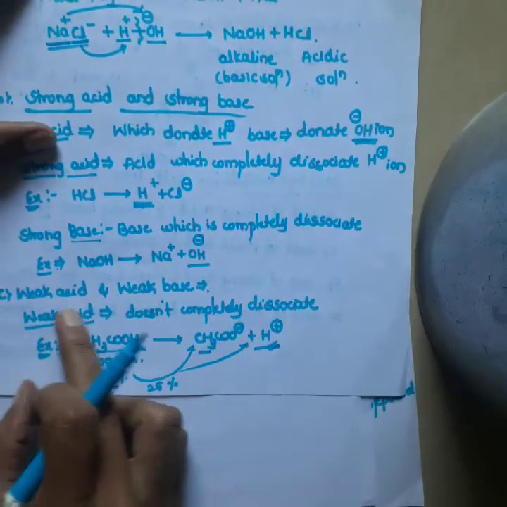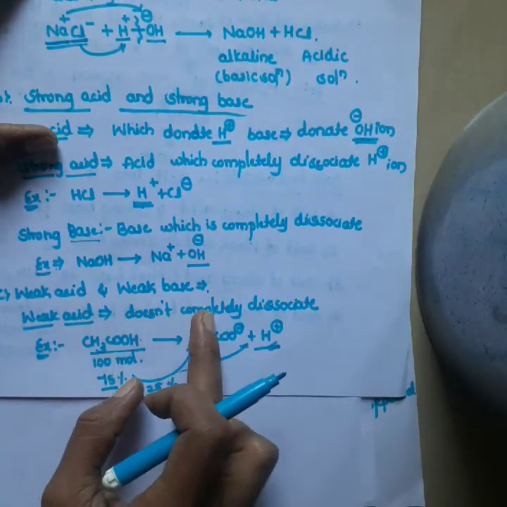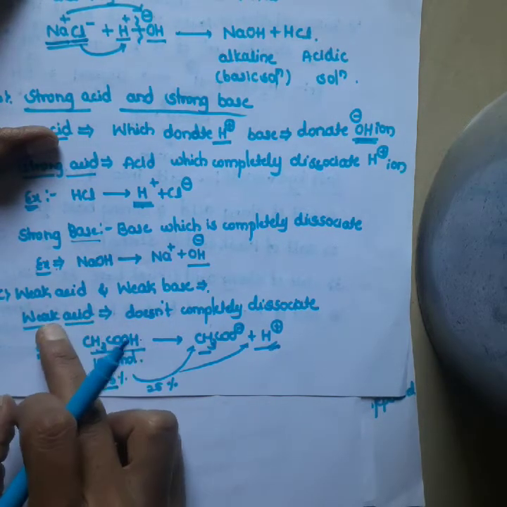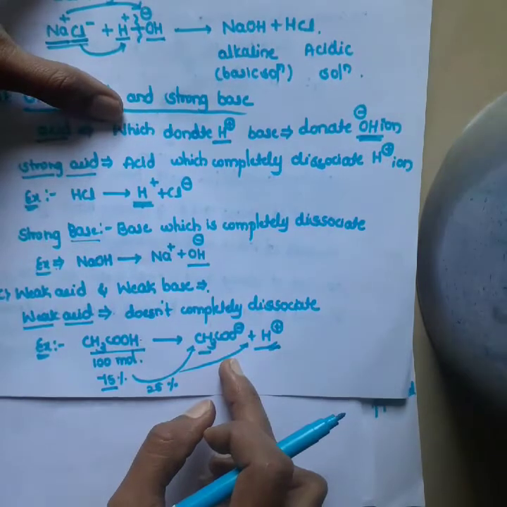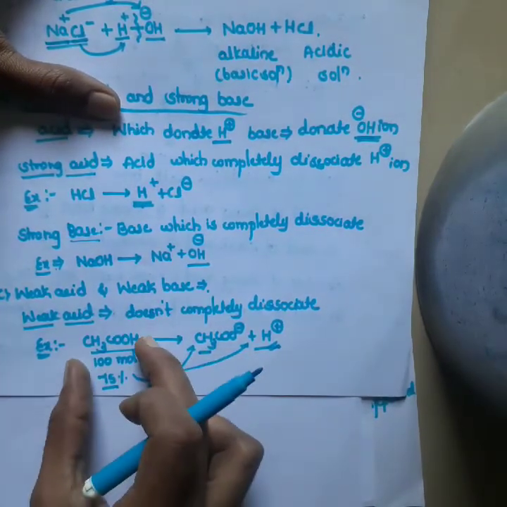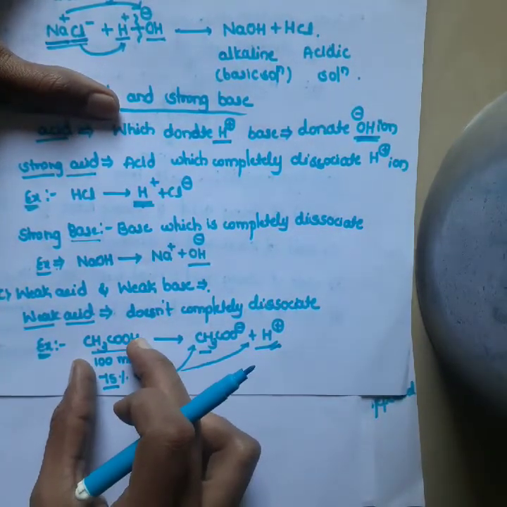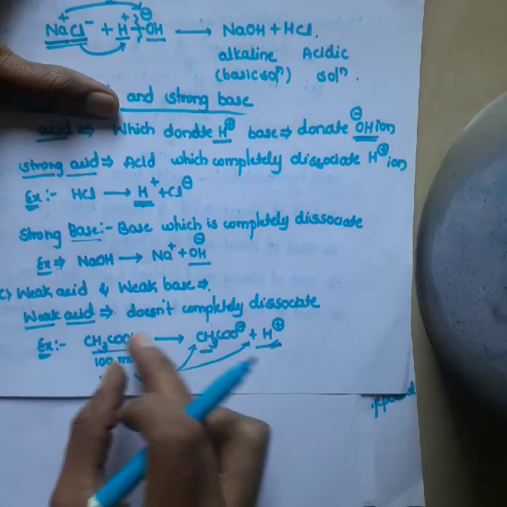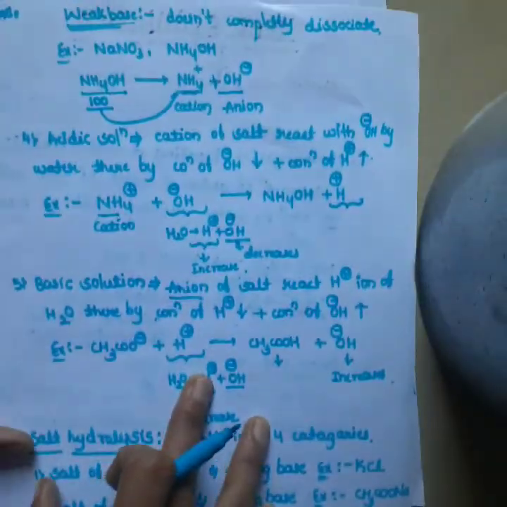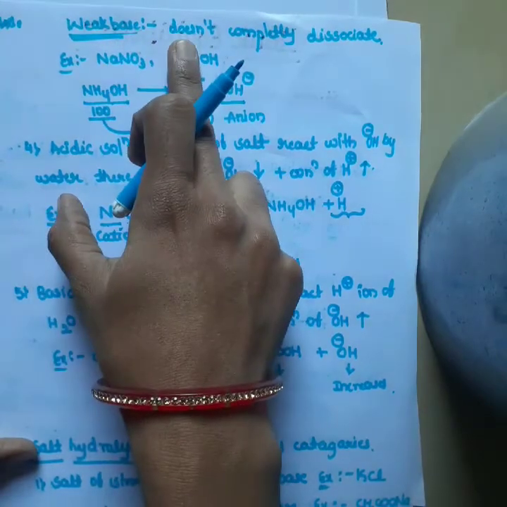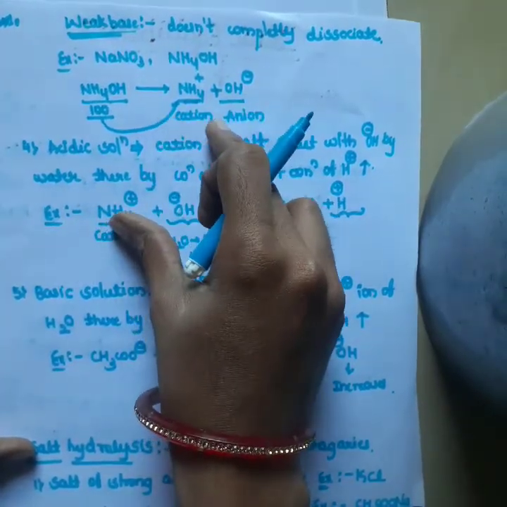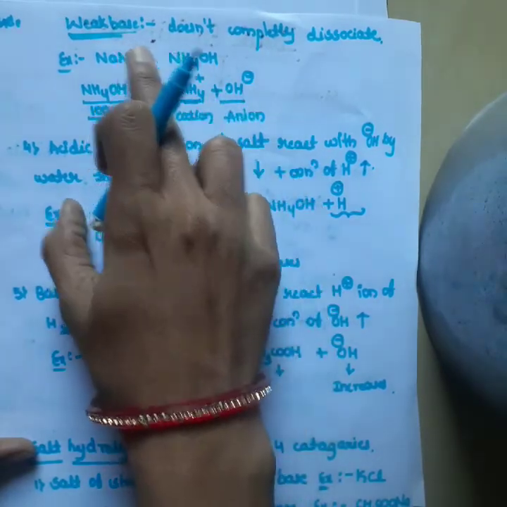Then weak acid and weak base. A weak acid is an acid that donates H+ but does not dissociate completely. Some molecules remain as acetic acid, and some convert into acetate ion and H+ ion. This is called a weak acid. Next is weak base. A base gives OH- ion but is not completely dissociated. This is called a weak base.